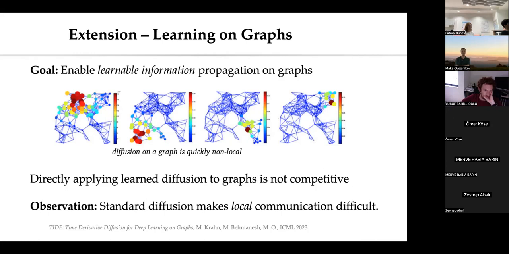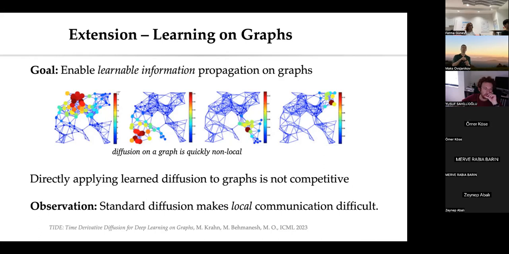We were stuck for a while. What should we do? Maybe this is a bad idea. Why does it not work? And the observation that we had, which I find interesting, is that standard diffusion makes local communication difficult. On a surface, we don't care about the mesh. I don't care if I want to communicate one hop distance or two hops. The mesh itself is a kind of artificial construct. What I really care about is the geometry, so I don't want to rely too much on the mesh.